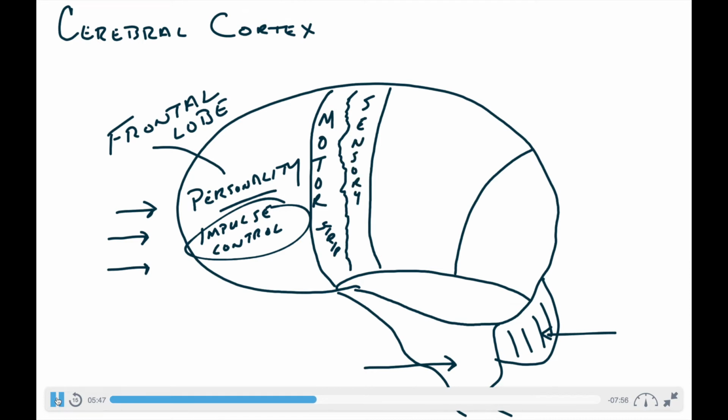Now you notice I made a little squiggly line there, and that is because this is called the fissure, and it's just a little kind of signpost in the brain to tell you where that split can happen. It's just an indentation in the brain.